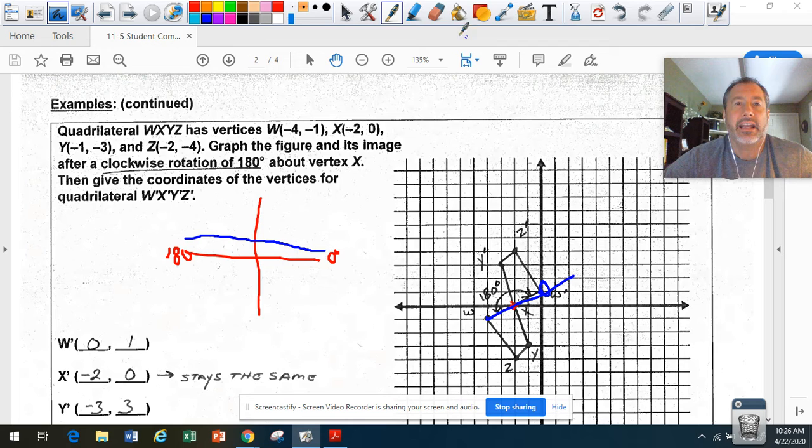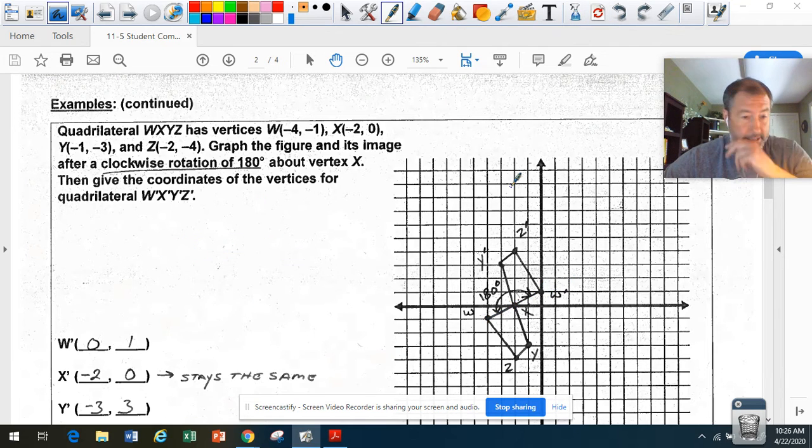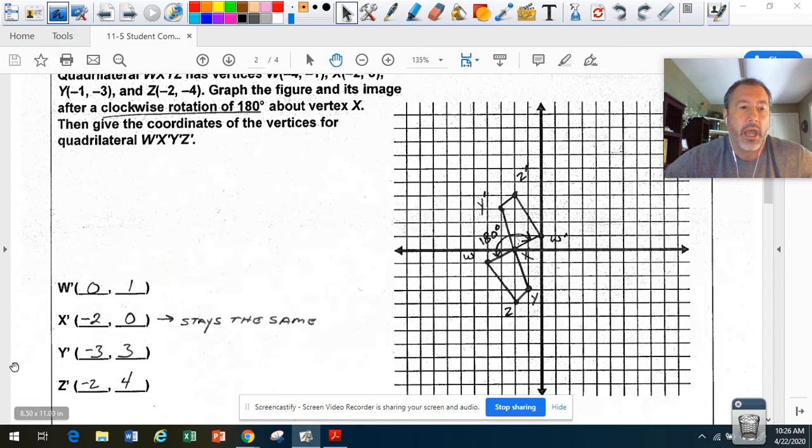So let's take a look here. Let's go to X. Now, X prime is going to stay the same, because that's our center of rotation. That's our center of rotation, so X prime will stay the same. Now, let's take a look here. Let's start with Z.